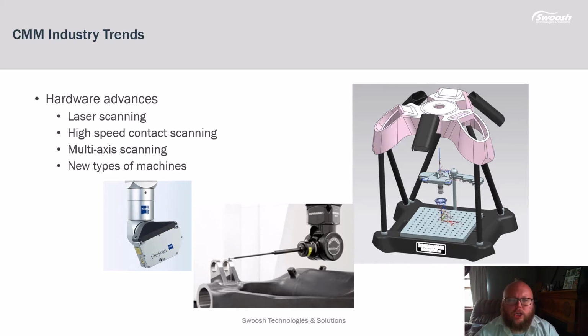Additionally, there's new machine types, not just your traditional CMMs that are moving in X, Y, and Z coordinates. We have some new comparator type machines, very high speed machines for production type work where we're going to be inspecting lots of parts. So it's really a different approach to measuring parts. But all these things we can work with inside of NX.